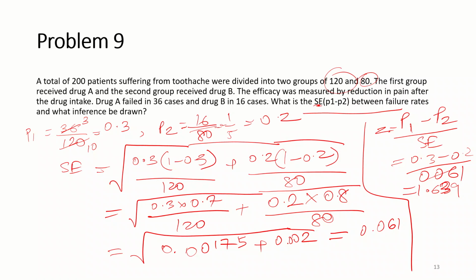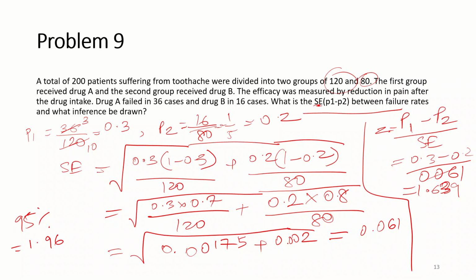You all can refer to the Z value. For 95%, how much is Z? It is 1.96. Yes, 1.96. Okay, so we can say that.